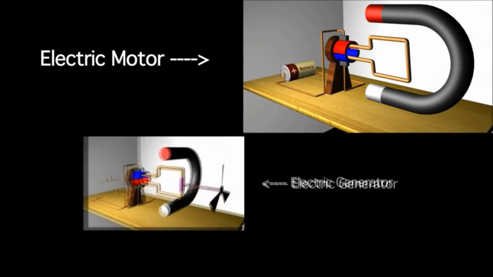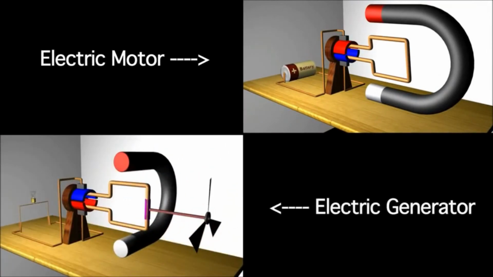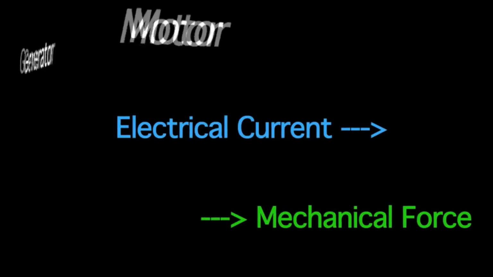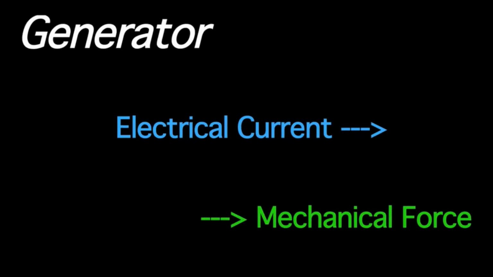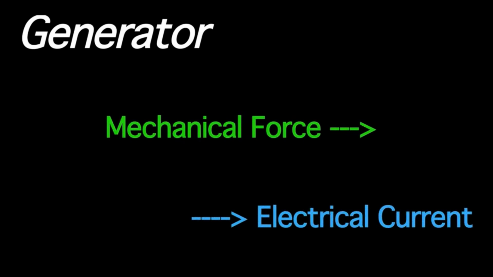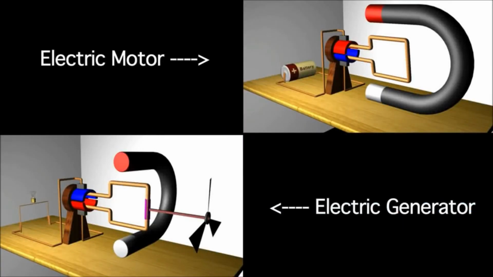The electric motor and the electric generator are related like two sides of a coin. In general, the task of an electric motor is to convert electrical current into mechanical force. On the other hand, an electrical generator converts mechanical force into electrical current. So as you can see, we can simply rearrange our motor into a generator.